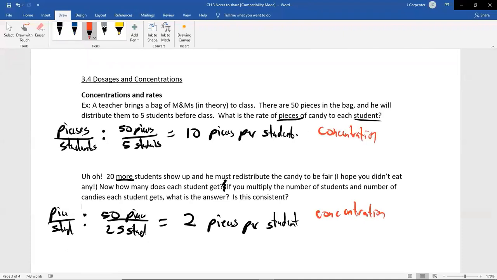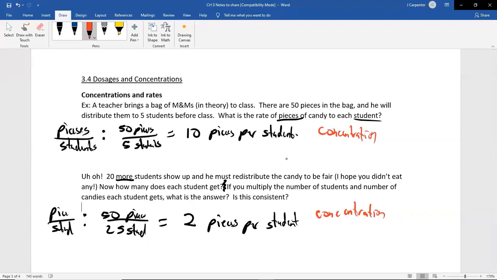I'm going to say it 2 more times. A concentration is a rate. A concentration is a rate. It's a rate of something that you have to distribute amongst a population, maybe a population of people, or maybe an object space. So maybe a volume of water or a surface area of something like that. I have to say not of.